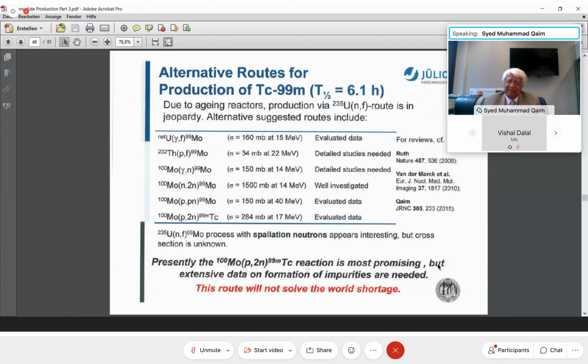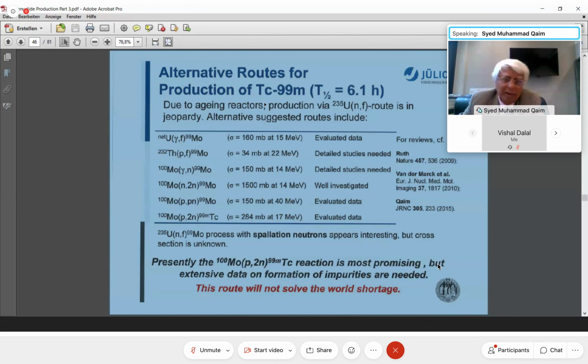Because there is the danger that reactors may shut down and the production route may be stopped. Due to aging reactors, the reactors are getting old, and because of that, maybe some of them will shut down. The production is in jeopardy, and so alternative routes could be investigated.